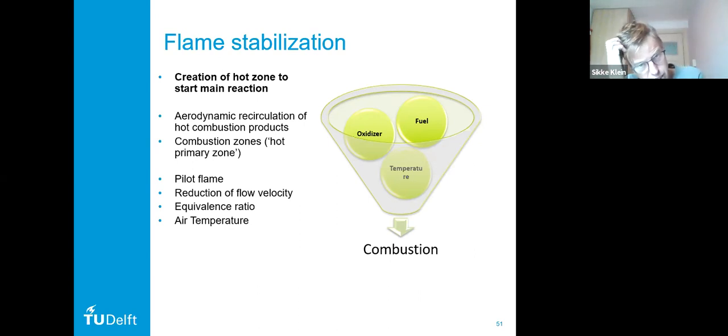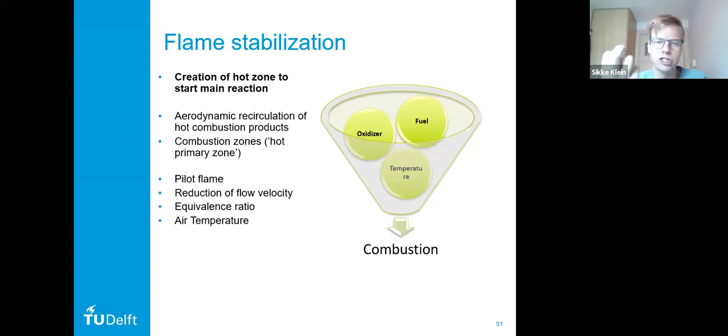First of all is aerodynamic recirculation of hot combustion products. That's one of the reasons swirl burners are normally used in gas turbine combustors, because they give very intense mixing, but also because with swirl burners you get internal recirculation. So you get a recirculation of the hot gases to the inlet, thereby creating local high temperature zones where you can stabilize the combustor.